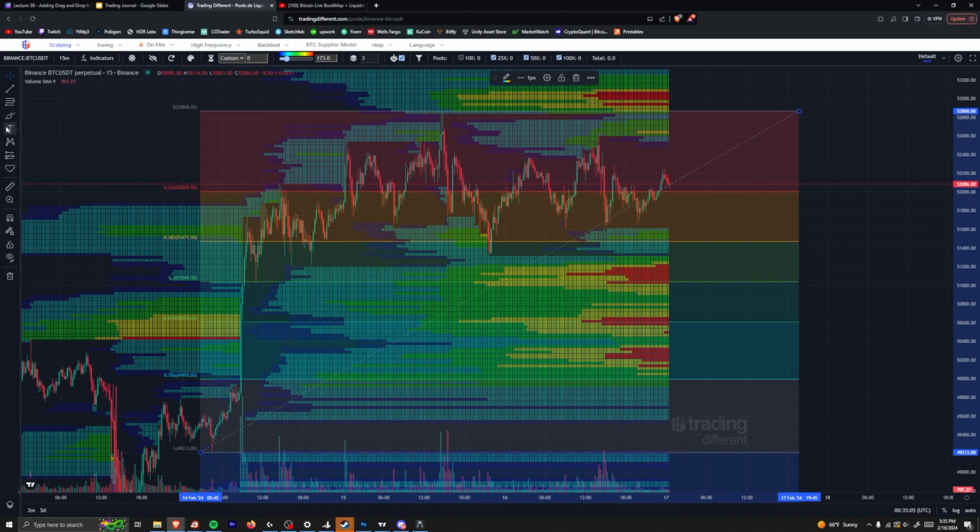So if I were going to take a long, the first place I would even consider it would be in this region, right? I wouldn't even think about longing anything up in here. I would absolutely have to wait for this zone, potentially even down here at the 618, right?